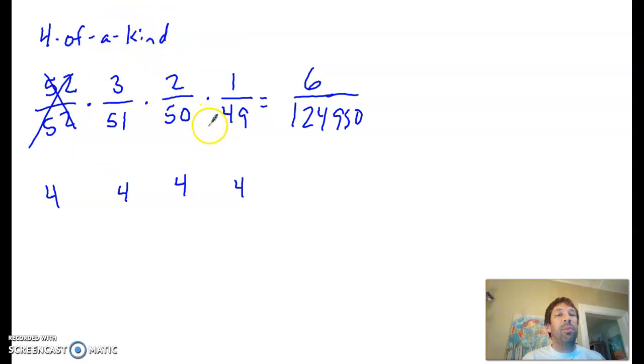Now, if I said, what's the probability of getting 4 4s, that's different than 4 of a kind, because now I've given you a specific number. Okay, so our first fraction would have been 4 out of 52 because there are only 4 4s in the deck. But because we were looking for just general 4 of a kind, that first card could have been anything. Okay, all right, let's look at another example.